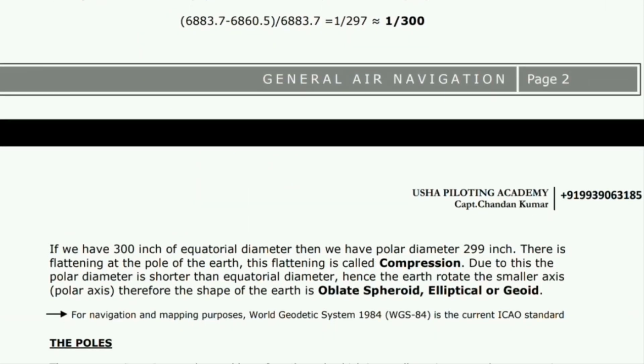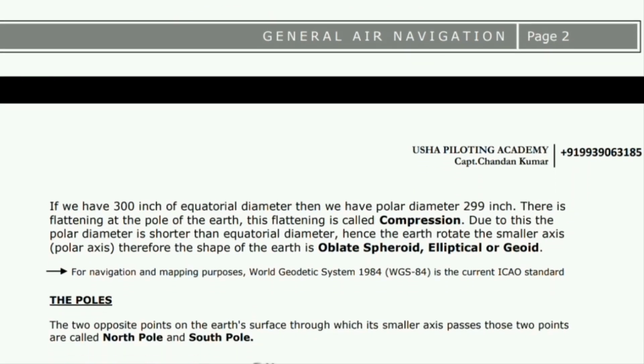So what is the meaning of 1 by 300? If we have 300 inches of equatorial diameter, then the polar diameter is 299 inches. It means 1 inch is compression. There is flattening at the pole of the earth. This flattening is called compression. Due to this, the polar diameter is shorter than the equatorial diameter. Hence, the earth rotates about the smaller axis, that is called the polar axis. Therefore, the shape of the earth is oblate spheroid, elliptical or geoid. This is very important for DGCA, CPL or ATPL exams.